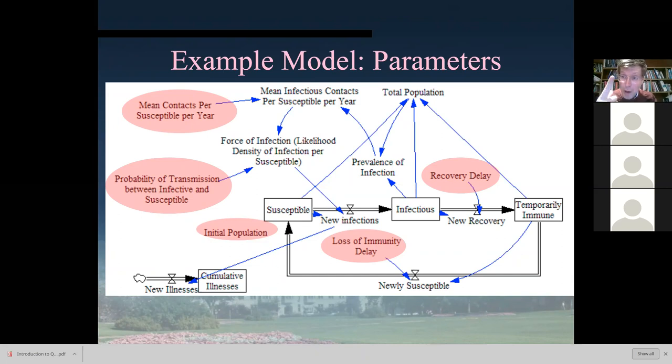Way one, it's endogenous. The system generates it. It calculates it. The system tells us what it is, not we tell it what it is, because it's calculating, it's part of its job. So susceptibles here, infectious, temporarily immune people, cumulative illnesses, new infections, new recoveries, newly susceptibles, force of infection, mean infectious contacts per year. These are all endogenous quantities. It's calculating them. If I run this model and I run it out, lickety split, it's going to be having trajectories, values for the number of susceptibles, the count of susceptibles over time, which I'm not going to be telling to it. It tells me what will result from my assumptions.